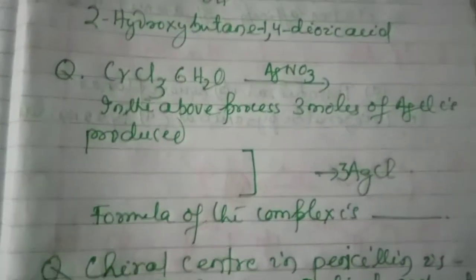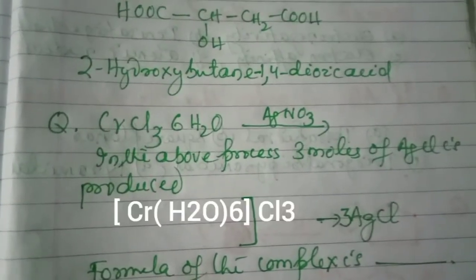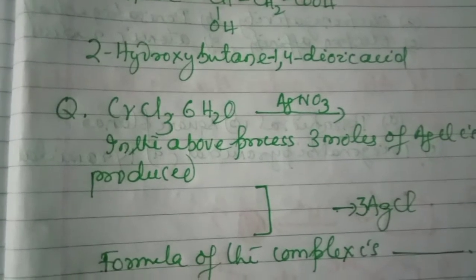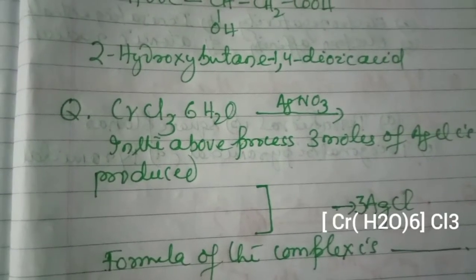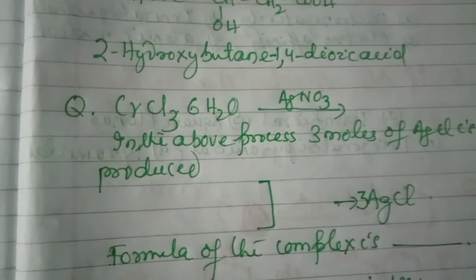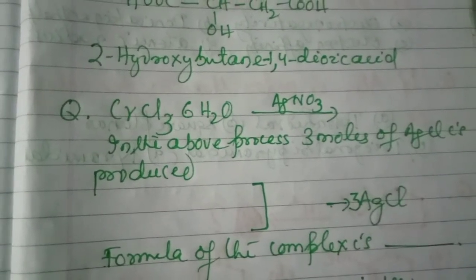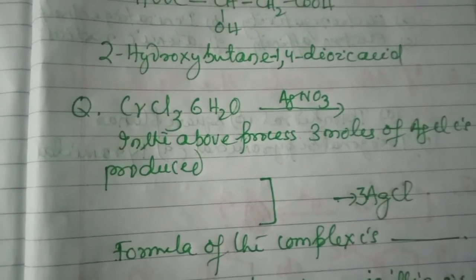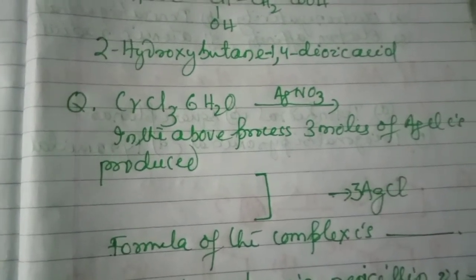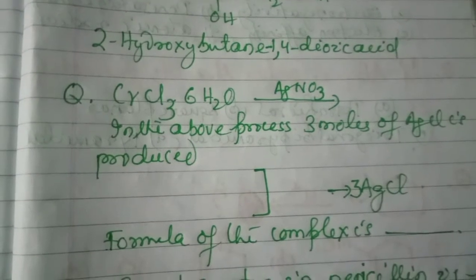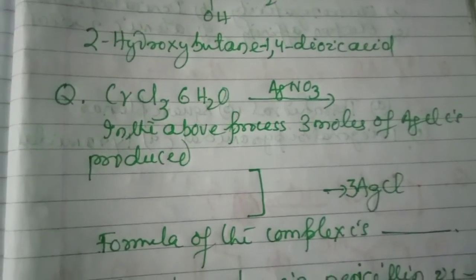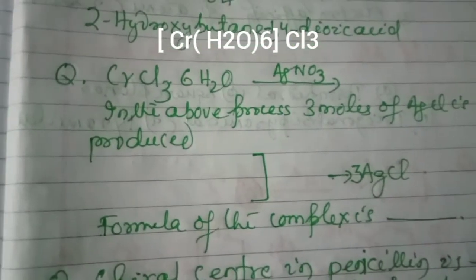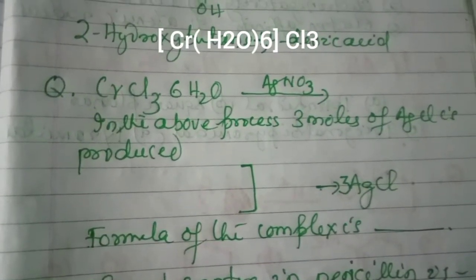Next question, CrCl3·6H2O on treatment with silver nitrate gives 3 moles of AgCl. Then the probable structure will be [Cr(H2O)6]Cl3. In the coordination sphere you will find Cr and 6 water molecules. Outside the coordination sphere you will find 3 chloride ions. Those 3 chloride ions are counter ions. So on treatment with silver nitrate it gives 3 moles of AgCl, means the probable structure is [Cr(H2O)6]Cl3.